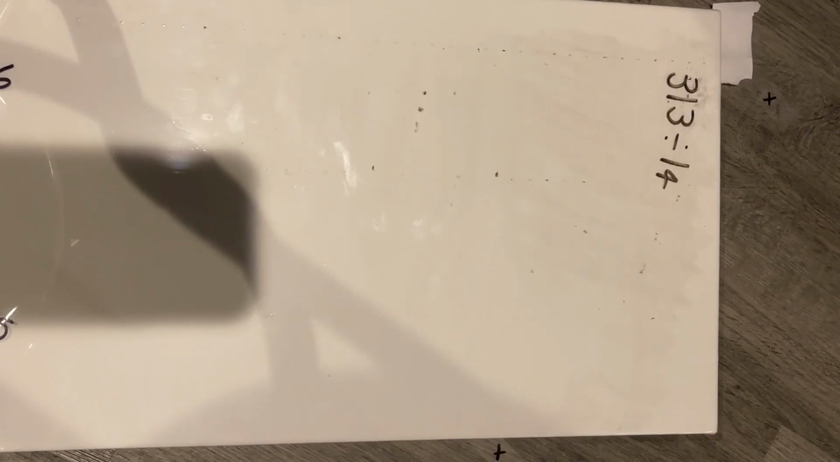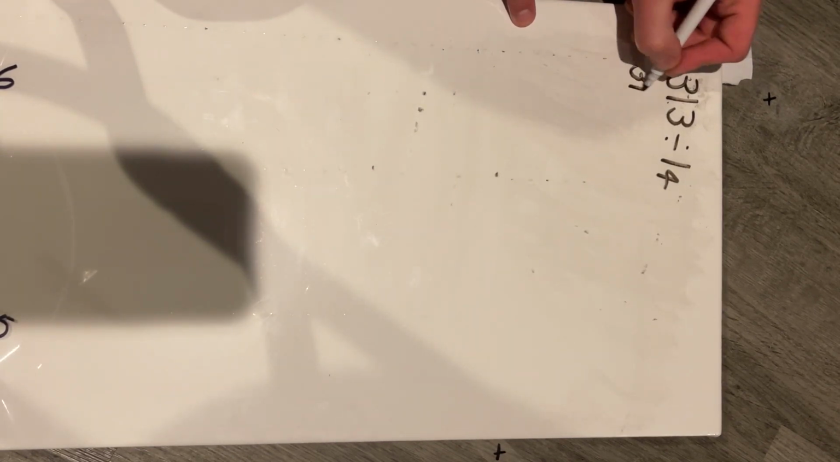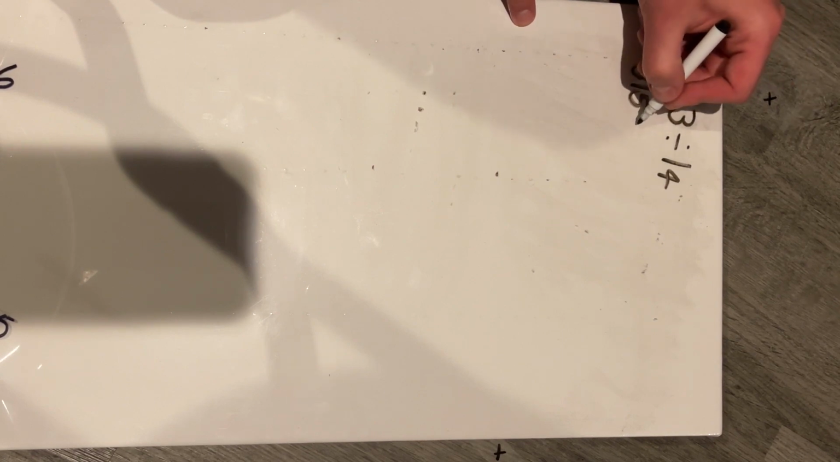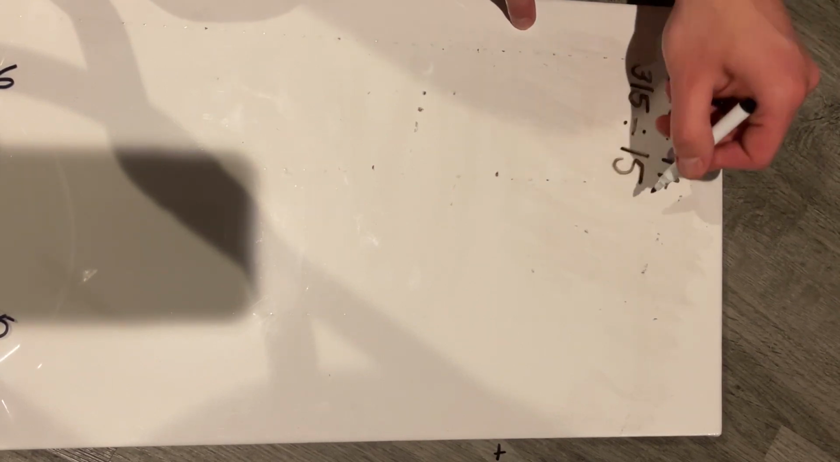So for this video, which is about division, we are doing 313 divided by 14. To estimate this, we are going to round this up slightly to 315 divided by also rounding this up to 300, or to 15.